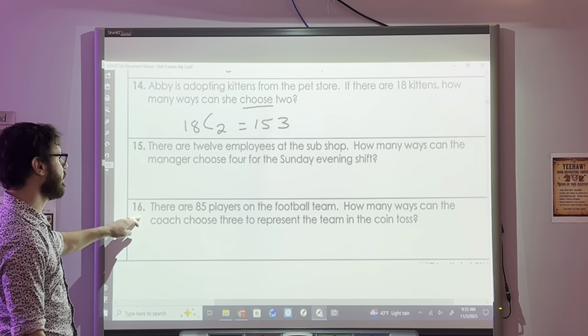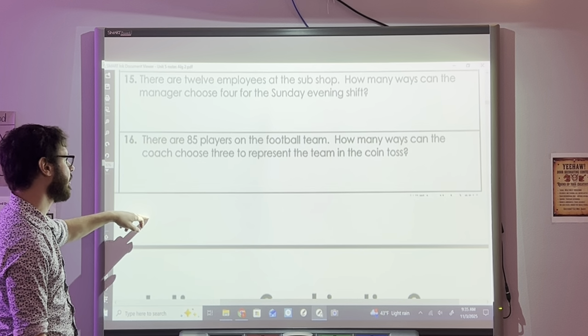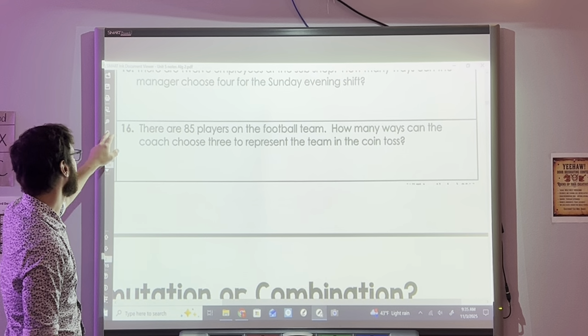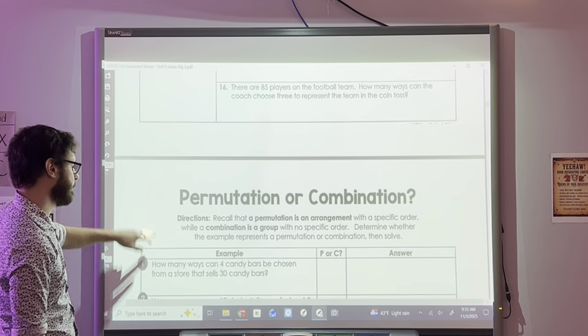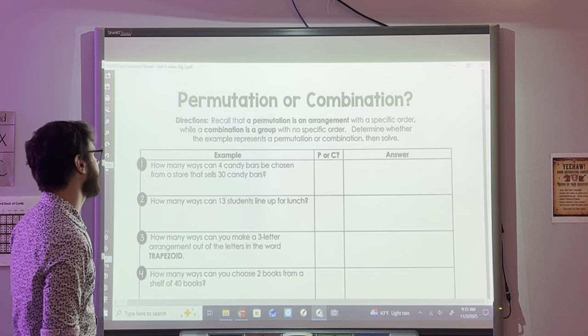12 employees. How many can we choose? 4. Okay. 85 players. How many can the coach choose? 3. You can do all of those in the exact same way. So here's where I'm going to leave you. I will challenge you to attempt this page on your own.